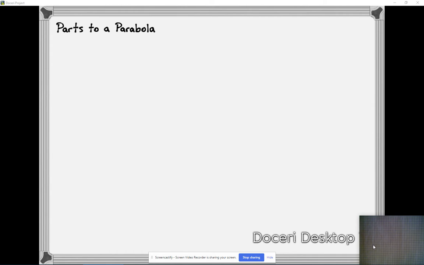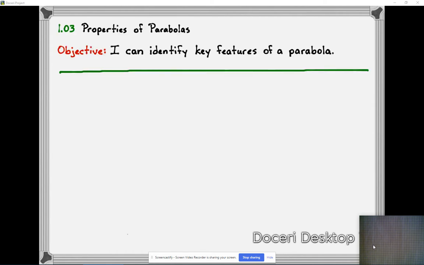And by the way, just to emphasize some things, when you guys are taking notes, you should be writing the title and the objective, right? You should be writing these two things down. The objective should be rewritten as a question. So take this statement, I can identify key features of a parabola, and rewrite it as a question. But don't just flip the I can.